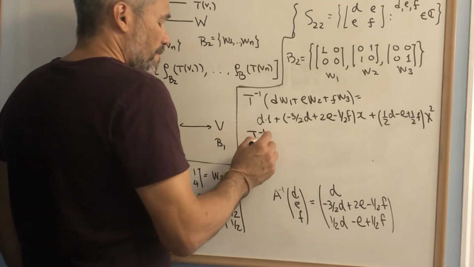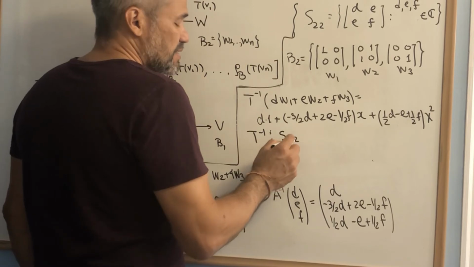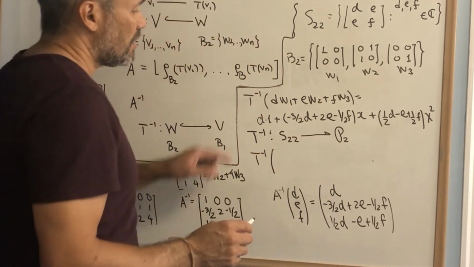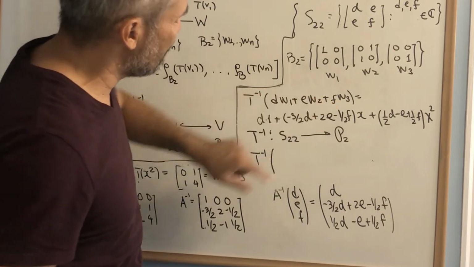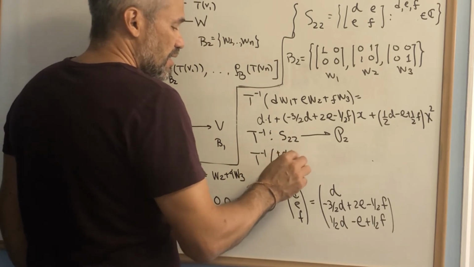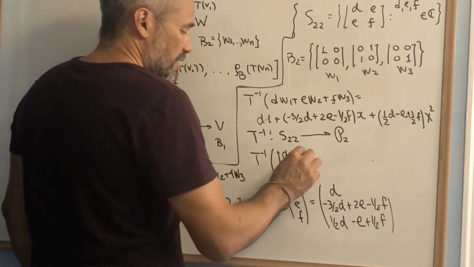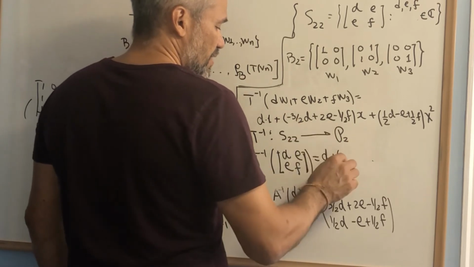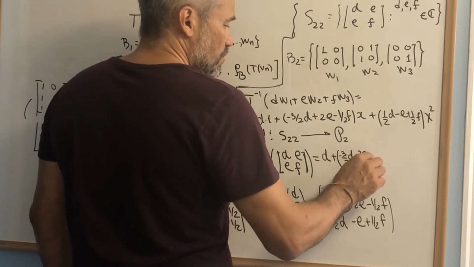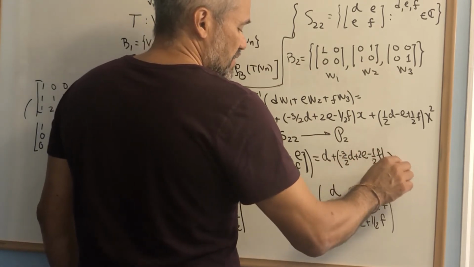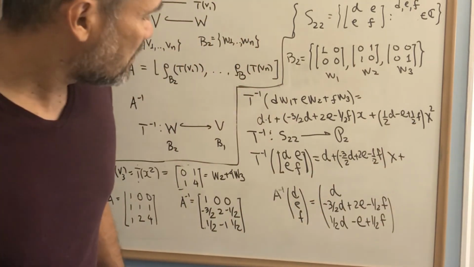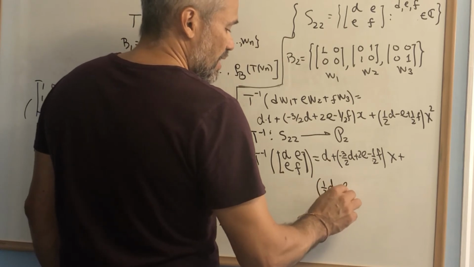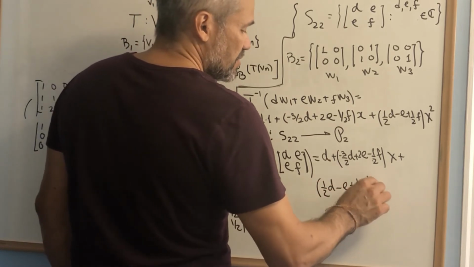T inverse goes from the space S22 into polynomials of degree 2 or less, and T inverse of D W1 plus E W2 plus F W3, you are thinking about this matrix D, E, E, F. It takes this matrix into this polynomial: D plus, let me rewrite it, negative 3/2 D plus 2E minus 1/2 F times X plus one-half D minus E plus 1/2 of F times X squared.